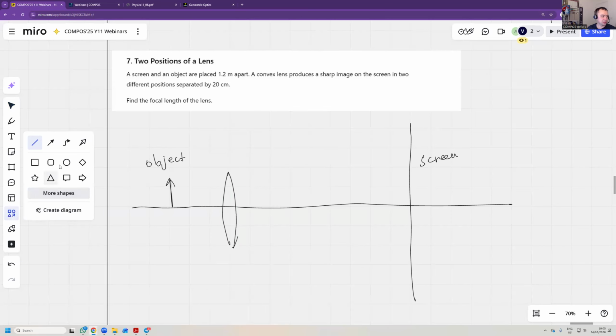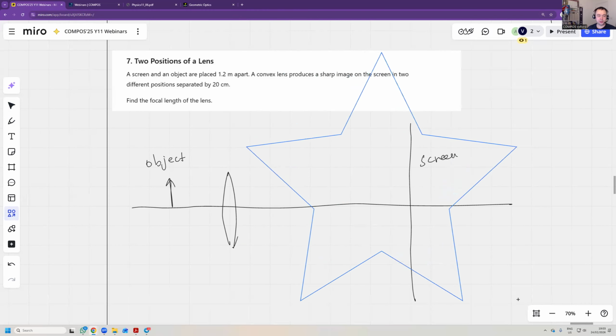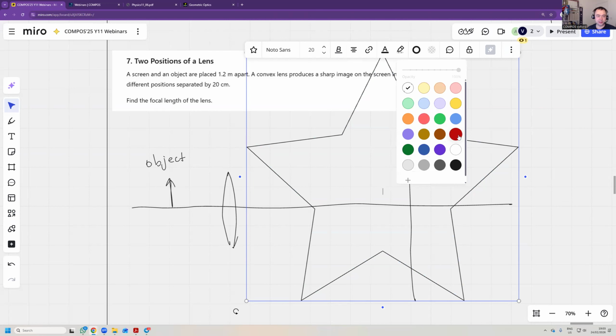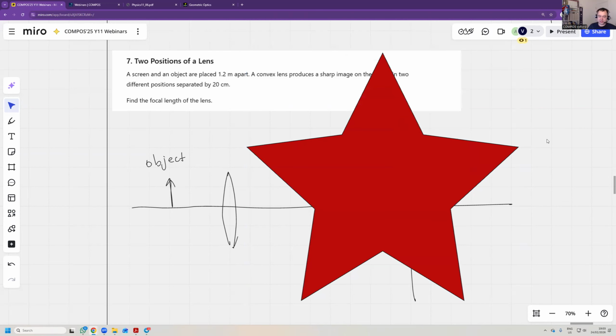can I draw some kind of shape? I think I can. So what I'm going to do is draw this star, and fill it with red. Red star. So now I'm going to switch off the light, and I'm going to attempt to create an image of that star on that piece of paper. Oh, here it is. You could definitely see it.